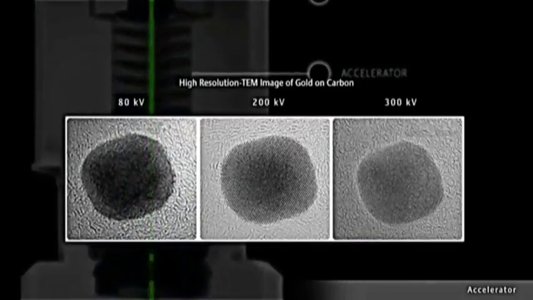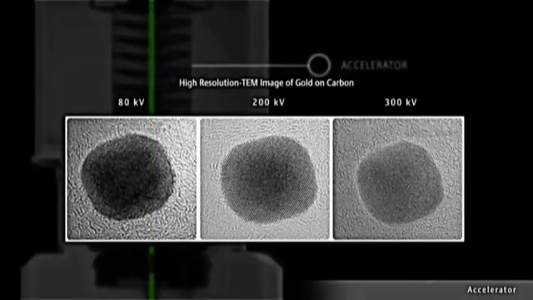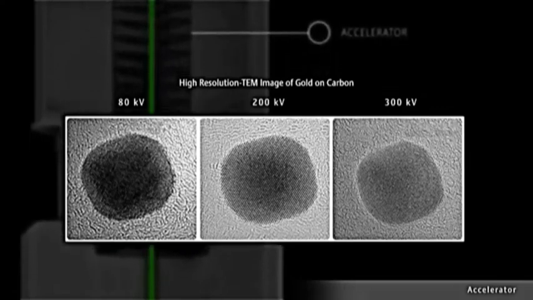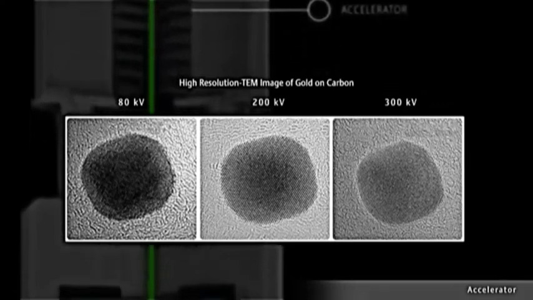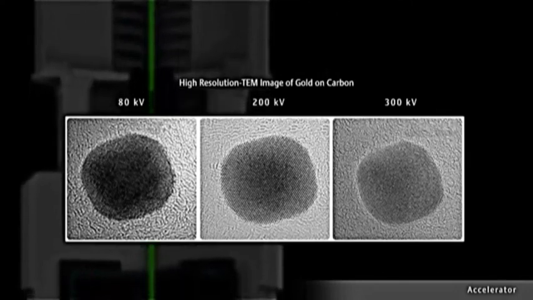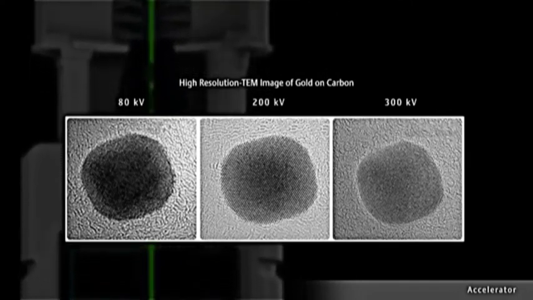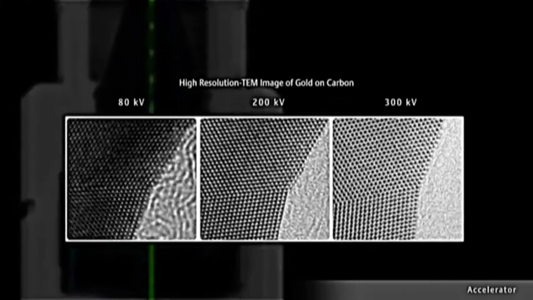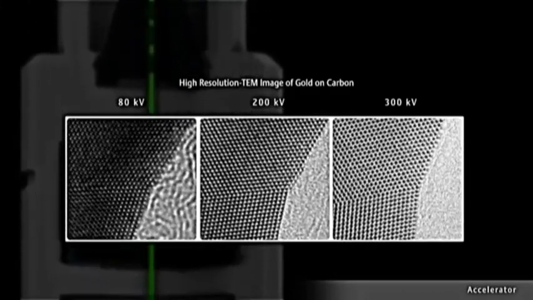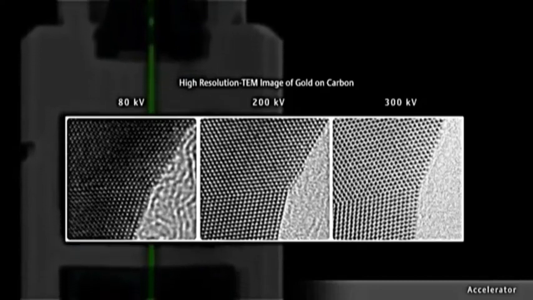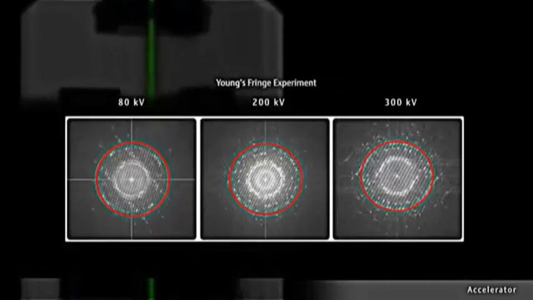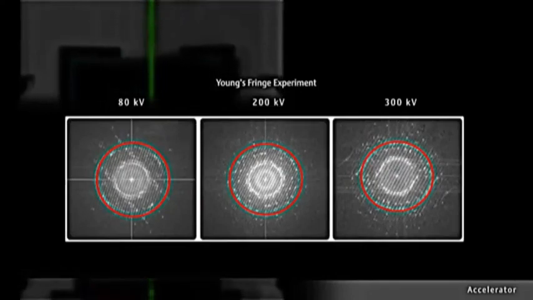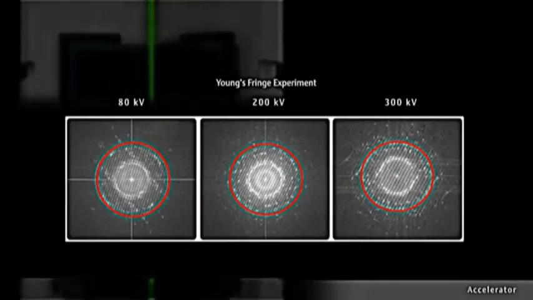This technology, in combination with CS correctors for STEM, delivers unprecedented atomic resolution performance for structural research across the entire acceleration voltage range of 60 to 300 kilovolts. Here you can see the atomic resolution is preserved across the acceleration voltage range shown in the atomic images of gold acquired at different voltages. Young's fringe experiments show the stability of the deep sub-angstrom information transfer across the acceleration voltage range.